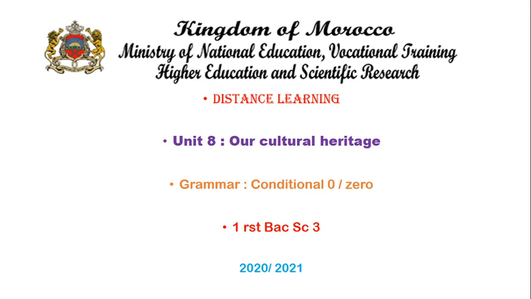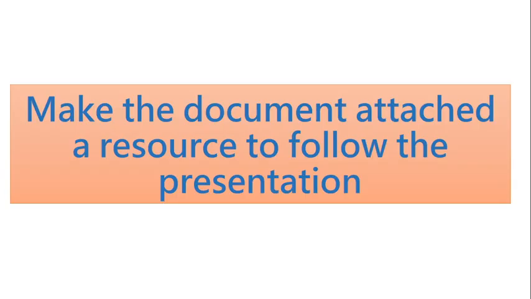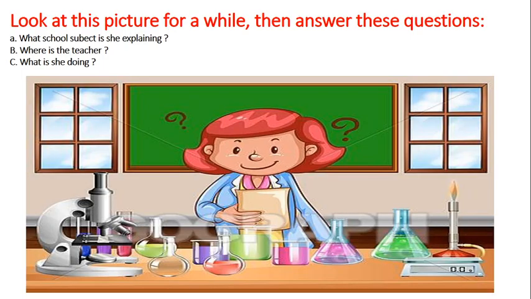As you know, we are in Unit 8, Our Cultural Heritage, and this lesson is devoted to my first Bac Science 3 class. So please, first of all, I want you to make sure that you are following with me the PowerPoint presentation, using the document attached to follow the exercises and the different activities. Let's start. So have a look at the picture you have at the top of the paper.